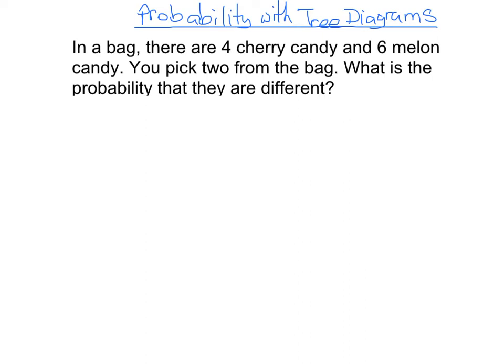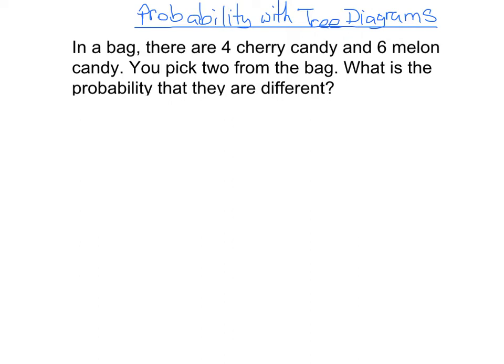We're going to take a look at probability with tree diagrams. Tree diagrams really are just a visual so that you're able to see how probability works. You're able to visualize all the outcomes. In this example, there's a bag, and the bag has 4 cherry candy and 6 melon candy. So in all, the number of candy is 10. You need to pick 2 from the bag.